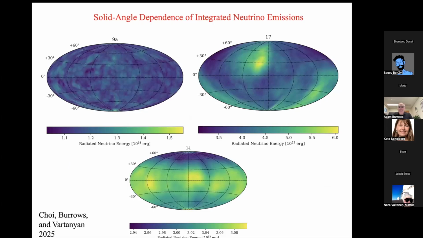Okay, so this is something to keep in mind. The different models explode aspherically, and the neutrino emissions generally are also aspherical. These are Mollweide projections of the neutrino emissions for various models, and some of them emit neutrinos very aspherically. If you assume that the neutrinos you were measuring could be isotropically averaged, as if it's coming out the same in all directions, then we think that would be wrong.